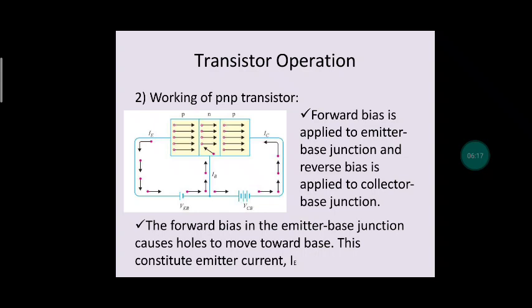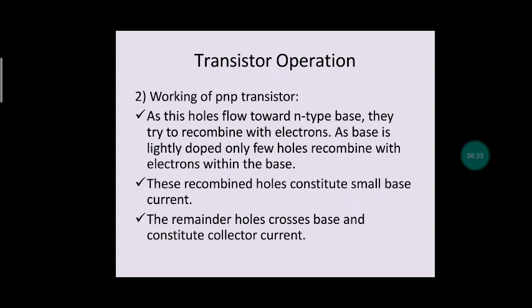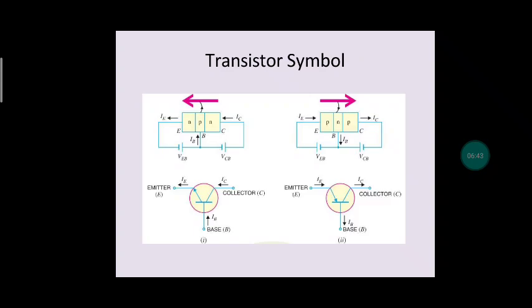So the emitter-base junction causes the holes to move towards the base terminal. Total current can be calculated as IE. The holes that cross the base terminal constitute the collector current of the PNP transistor.